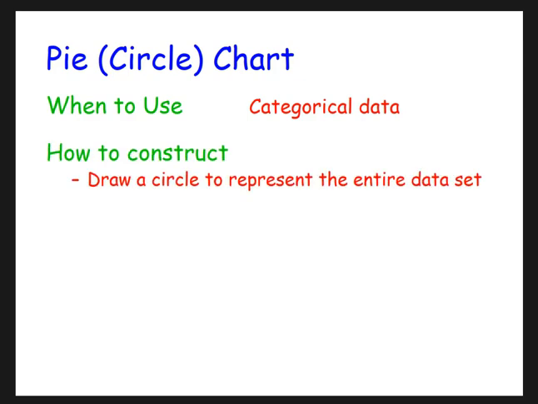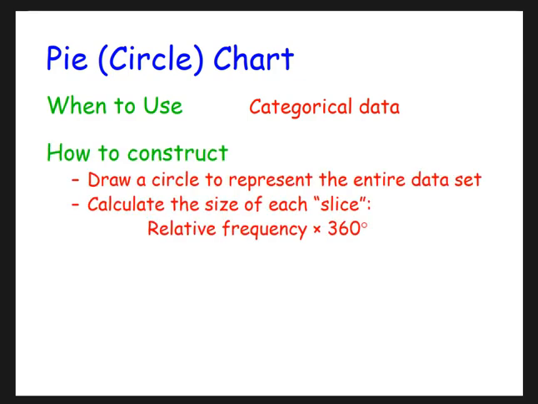This again is categorical data. We draw a circle that represents 100% or the whole thing. We divide it into 360 degrees, and then we use relative frequency to figure out how many degrees. The relative frequency times 360 tells us how many degrees each slice of that pie is going to be.